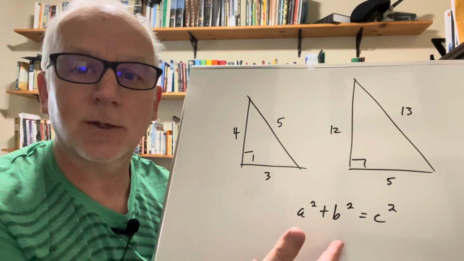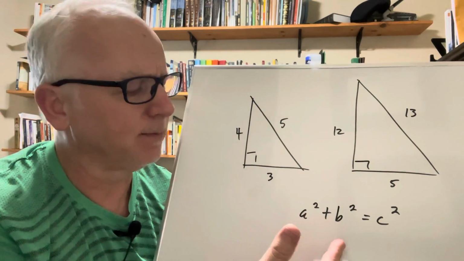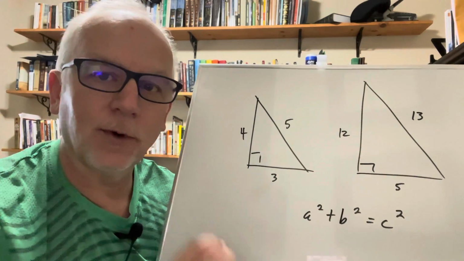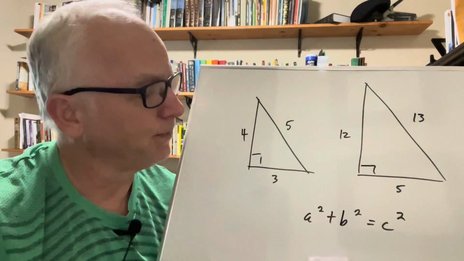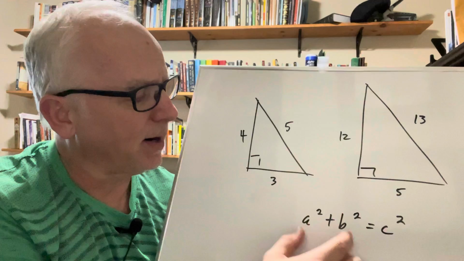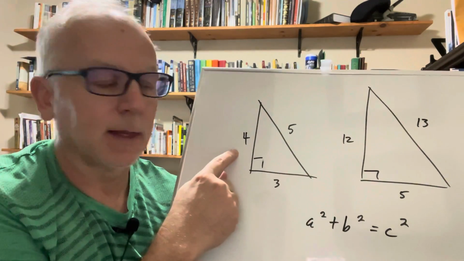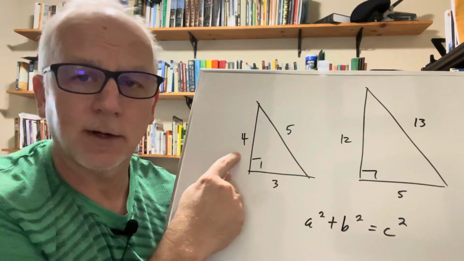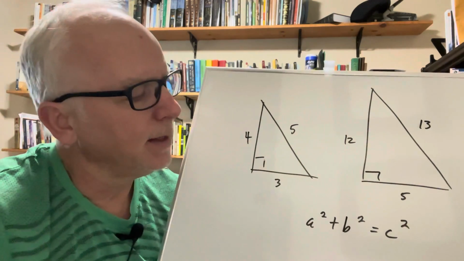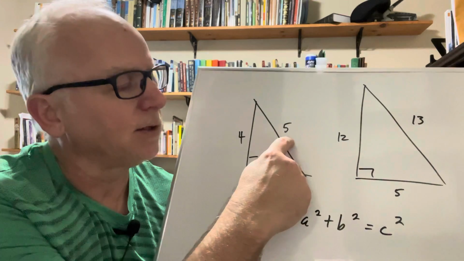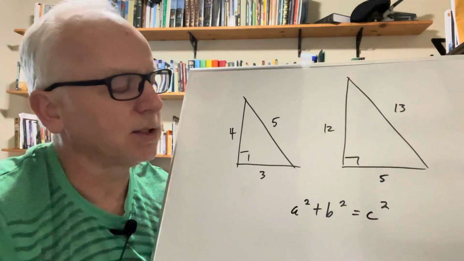Here it is, a squared plus b squared equals c squared. This formula holds true for right triangles, that is, triangles that have a 90-degree angle. So the a and the b parts are the legs, like 3 and 4 here in this triangle, and 5 and 12 in the other one. The hypotenuse on this triangle is 5, and the hypotenuse on this one is 13.